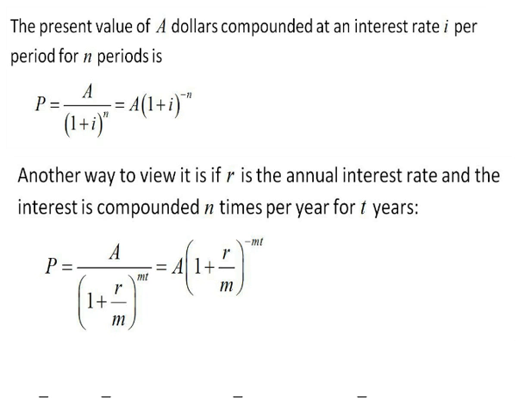Both of the formulas do represent the same thing because I is equal to R over M and N is equal to M times T. So they are the same formulas.